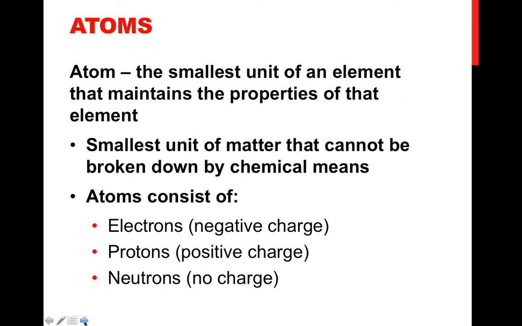Atoms. An atom is the smallest unit of an element that maintains the properties of that element. It's the smallest unit of matter that cannot be broken down by any chemical means. An atom will consist of an electron, a proton, and a neutron, or neutrons. Electrons have negative charges, protons have positive charges, and neutrons have no charge.